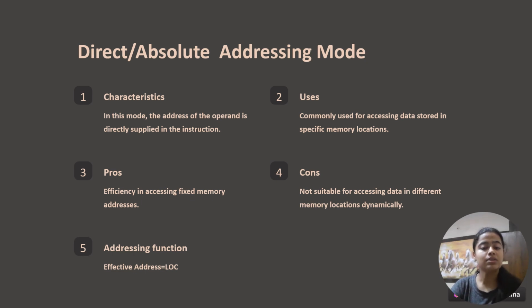Coming to the disadvantages, dynamic accessing of the operands or the instruction is not possible, since it makes it possible to access the data present at that exact location, not in indirect ways. So dynamic accessing of the variables, or say operands, or the addresses of a given operand instruction is not possible. Coming to the addressing function, the effective address of the addressing mode is represented by the location where the instruction or the operand is present. So that is the addressing function of this.